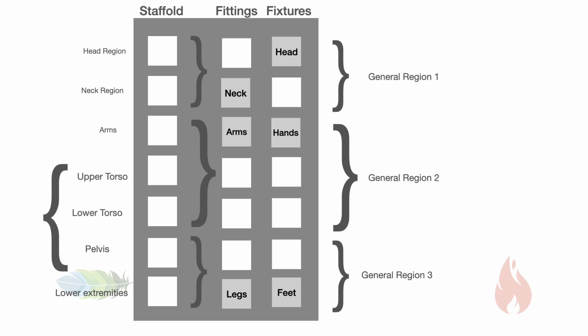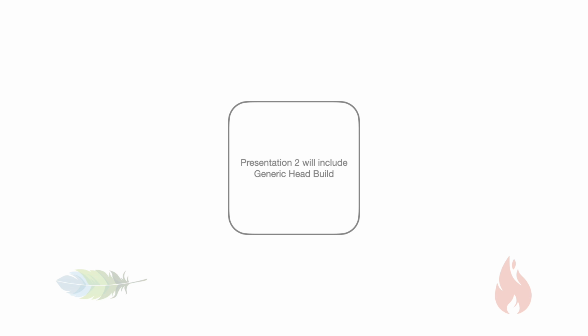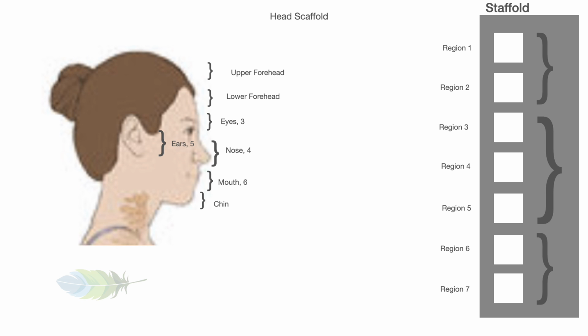All right, so when we do the next presentation, it's going to have the sensory parts there, and a lot of them are on the generic anatomical build, just the head region. And so these are the head regions, I guess. In order, it's upper forehead, lower forehead, eyes, nose, then ears, and then mouth, and chin.